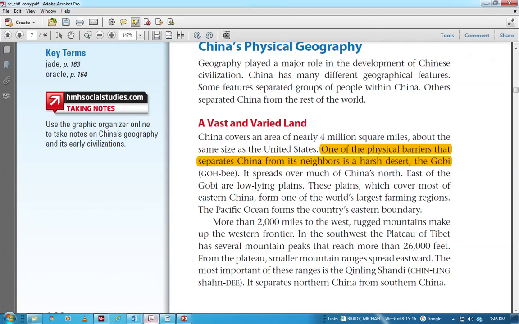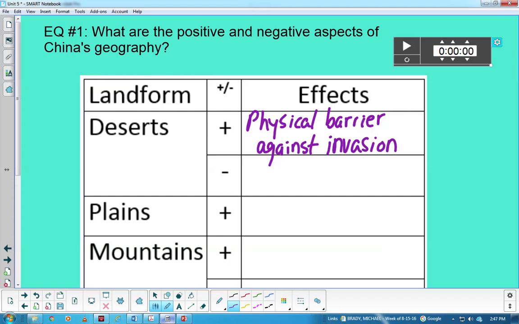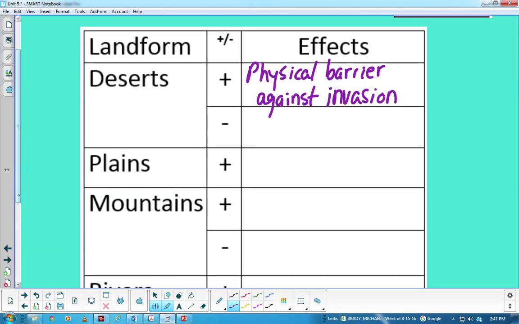It spreads over much of China's north. East of the Gobi are low-lying plains. Oh, now we're going to talk about plains. Now, low-lying does not tell us anything positive or negative about plains. It just says they're low-lying. These plains, which cover most of eastern China, here it is, form one of the world's largest farming regions. Now, that's a positive impact of having plains in the country. So we're going to go back to our chart, scroll down to plains, and we're going to put in here, great for what? Farming. See, the effect of plains is that they have a lot of farming.